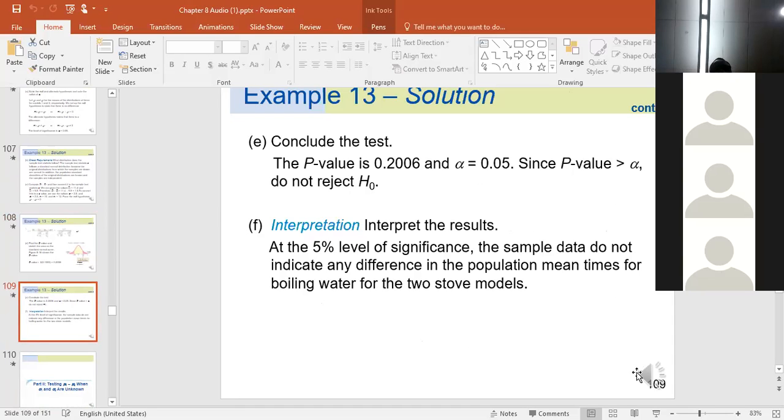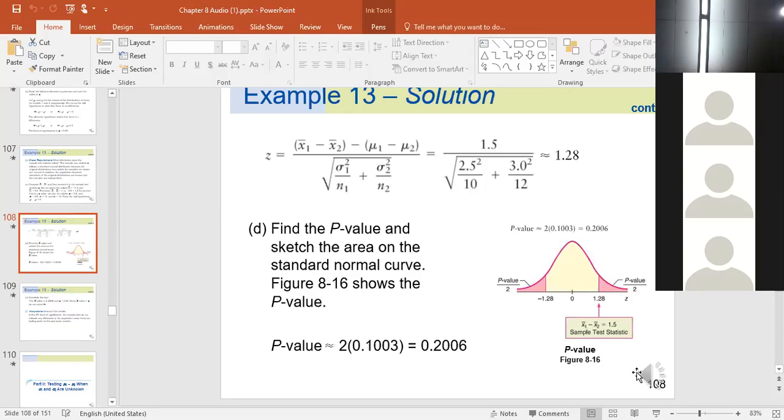Can you tell me what the test value is? What is the test value? 1.2. What is P? 0.201. Anybody else has 0.201? Okay, it's two-tailed. So now, alpha was 0.05.